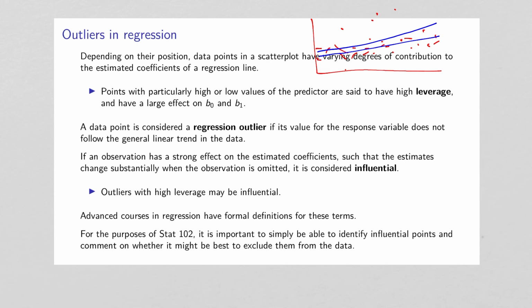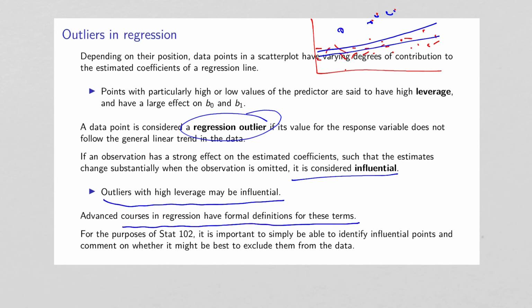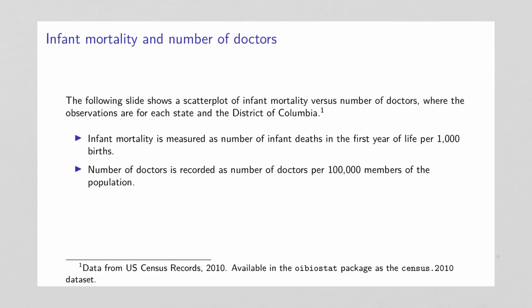So a data point is considered a regression outlier if its value for the response variable does not follow the general linear trend in the data. So these ones up here. If an observation has a strong effect on the estimated coefficients, such that the estimates change substantially when the observation is omitted, then it's considered influential. Outliers with high leverage may be influential, and advanced courses in regression have formal definitions for these terms, so don't worry too much about it. It's just important to be able to identify influential points.